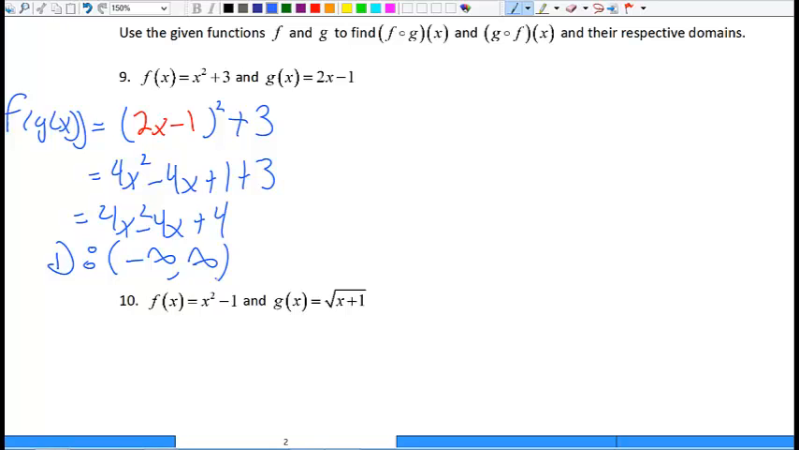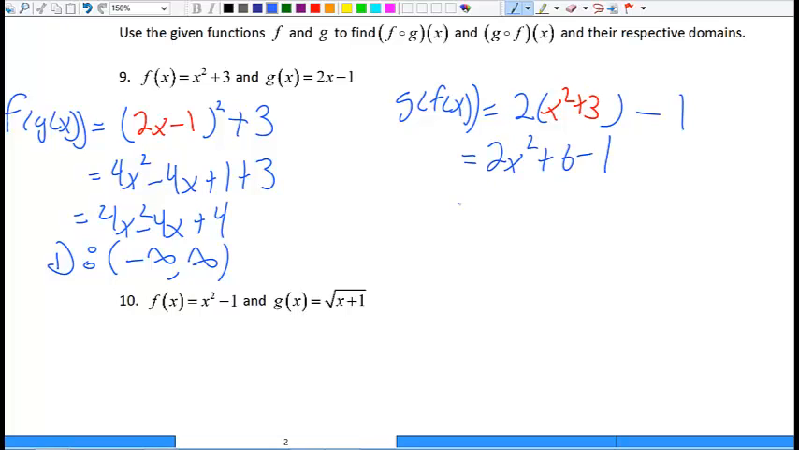Okay. Let's switch directions. Let's go g of f of x. This time I want to take f and insert it inside g. So 2 times f minus 1, and that would be x squared plus 3. Then I'll distribute and simplify and combine like terms. So that'd be 2x squared plus 6 minus 1. So that's 2x squared plus 5.